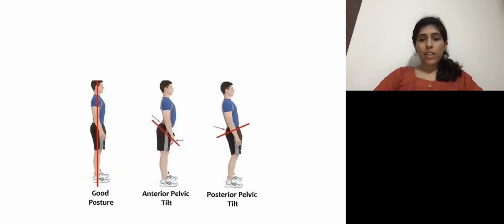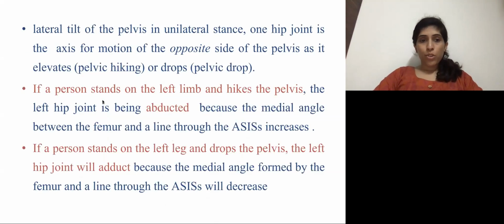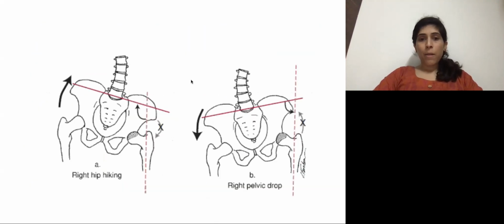So here you can see this is the excessive lordotic posture, and here the backward movement of the trunk is seen. Okay, then next is the lateral pelvic tilt. So this lateral pelvic tilt occurs in the frontal plane and in the sagittal axis. So how this motion is occurring, we'll see here.